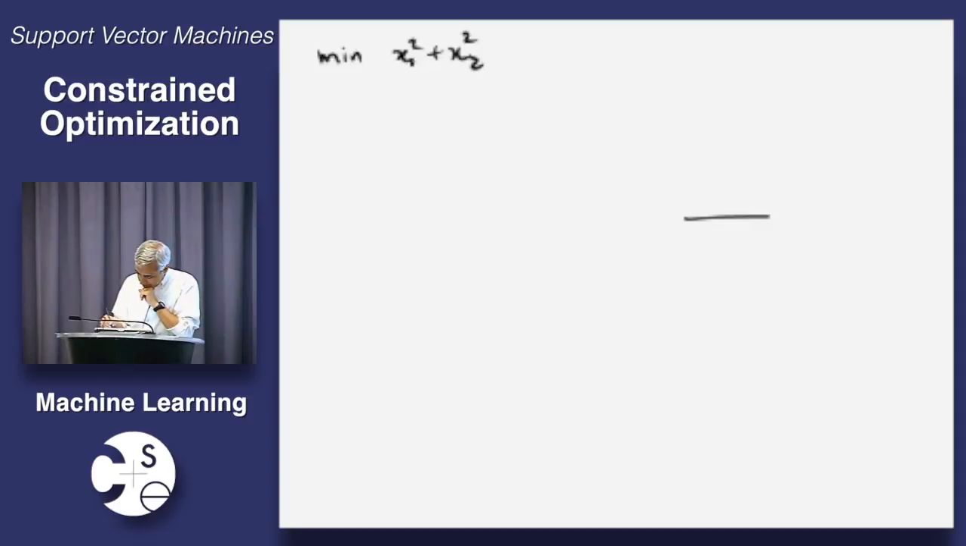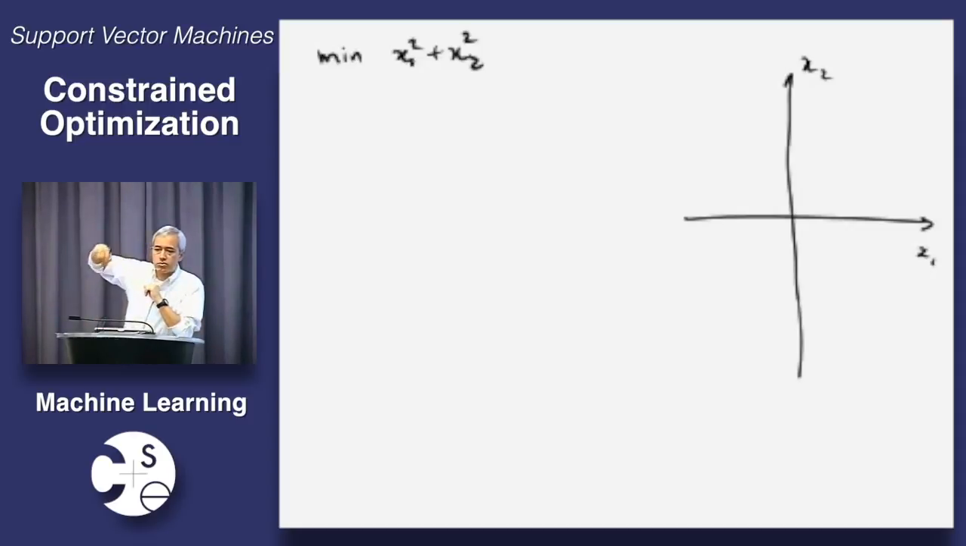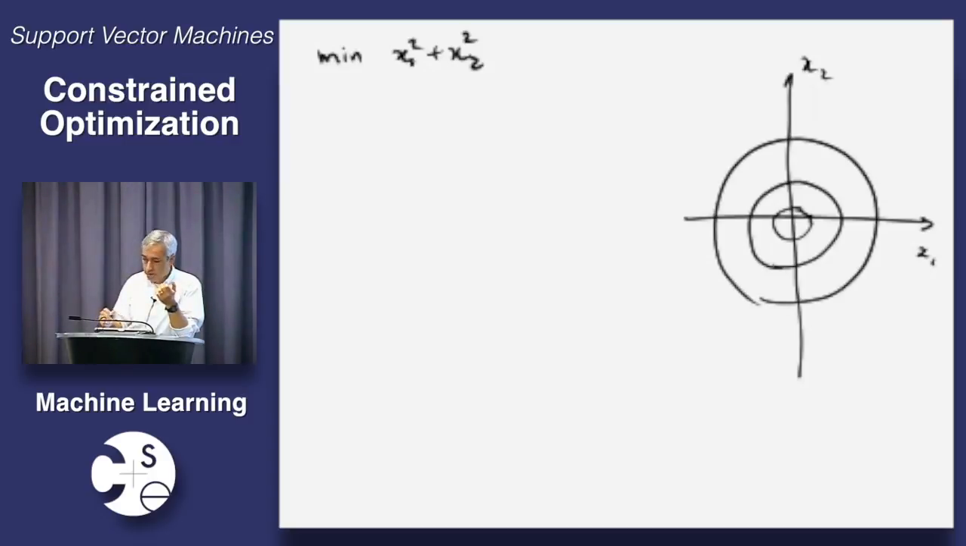So here's x1, and here's x2. And let me draw contours of constant value of the function. What are they going to be? What's their shape going to be? They're going to be circles, right? So it's going to be a bunch of circles like this. So this, for example, is x1 squared plus x2 squared equals 1, and then this is equal to 2, and equal to 3, and so forth, okay? So what is the solution to this problem? What is the x1, x2 that minimizes x1 squared plus x2 squared? Just by looking at it.